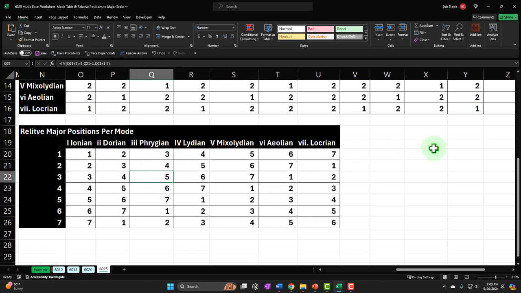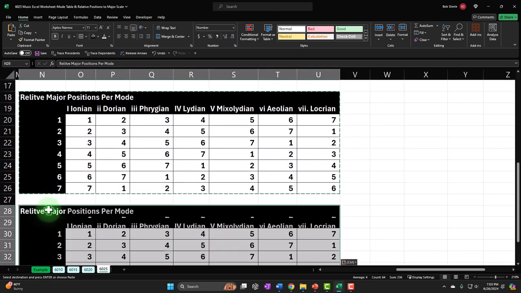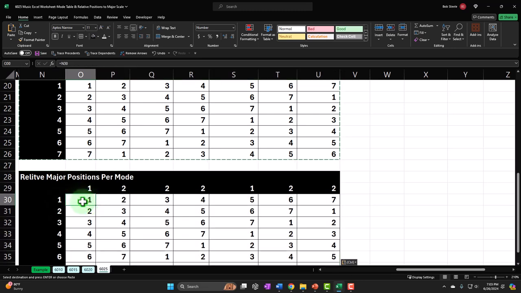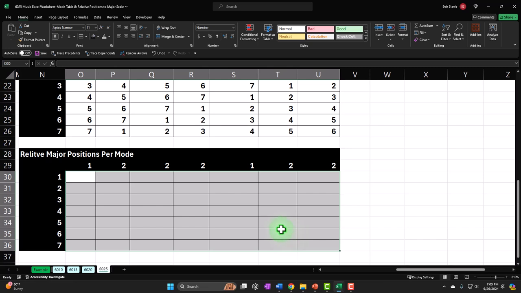Okay, so once I have that, I'm going to copy this same table down, and I can then look at the relative modes in each position. So hopefully this will make sense once we build it. I'll show you this as we go. I'm going to copy this whole thing, paste it down here, and then delete the meat of it. I'm going to delete this stuff because we're going to do something different here.